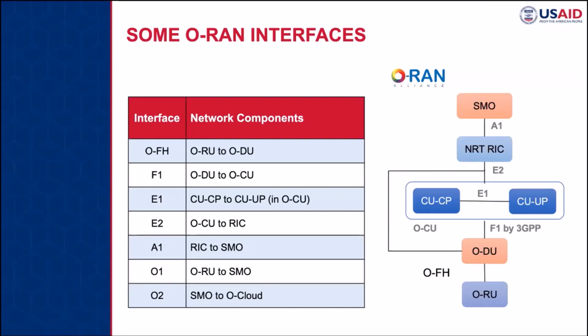Then also another interface is the E2 interface. This one connects the near real-time RAN intelligent controller to the CU and also the DU. So you can see there is a line here, of course. And then the E1 interface is the one connecting the control plane and the user plane of the centralized unit. Then the A1 interface is the near real-time RIC interface to the SMO.